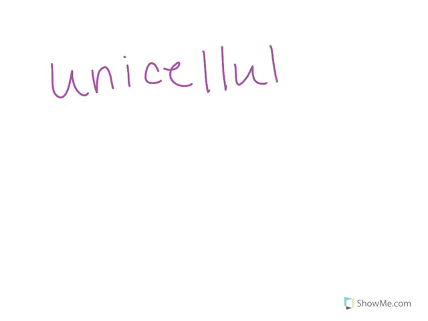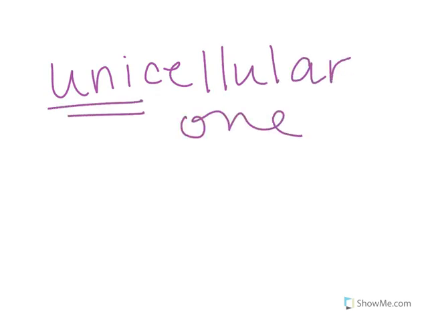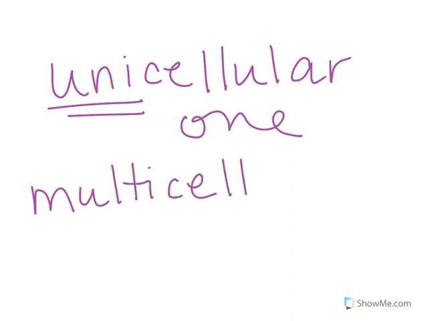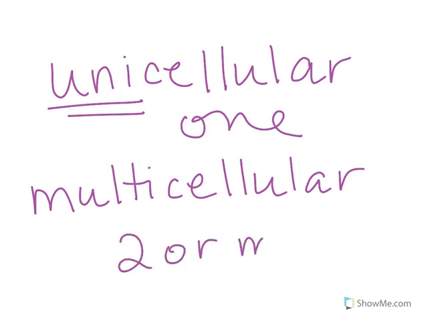So that brings us to our second way of classifying cells. They can either be unicellular. Uni means what? One. Or they can be multicellular. More than one. Good. All right, multicellular. So those are one of the other ways of classifying cells.